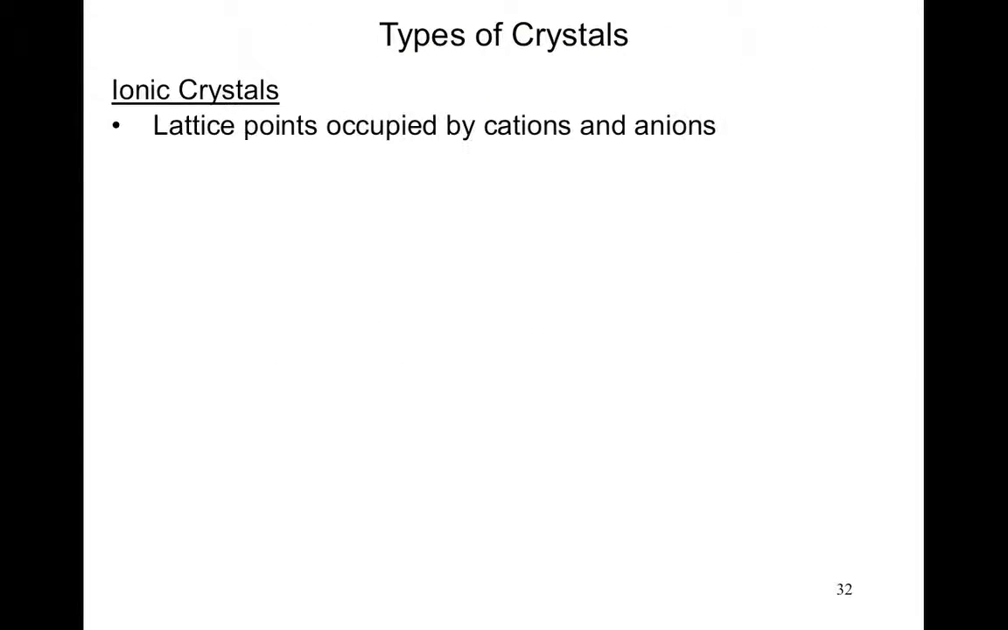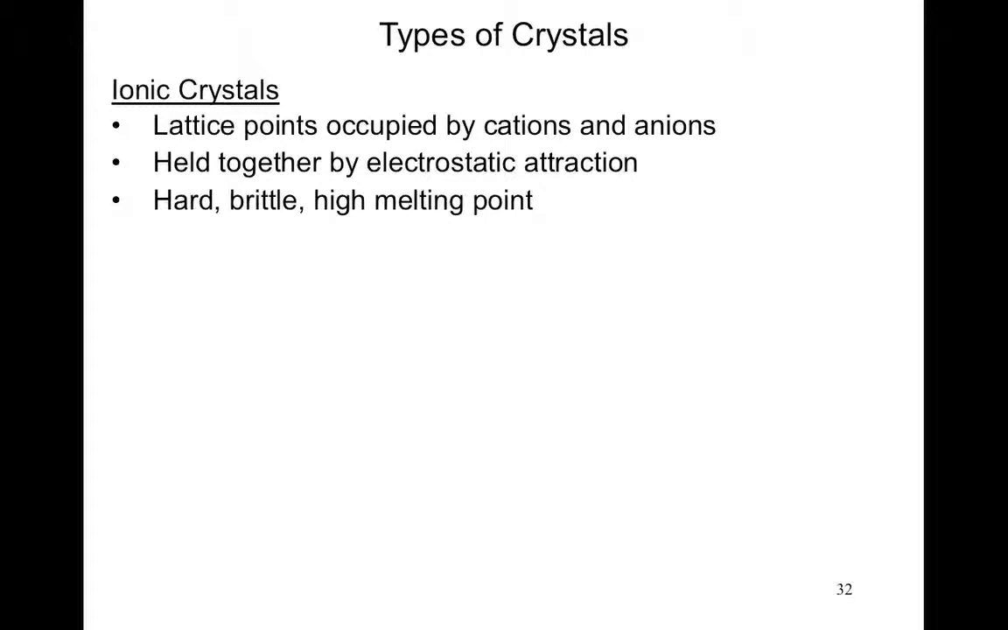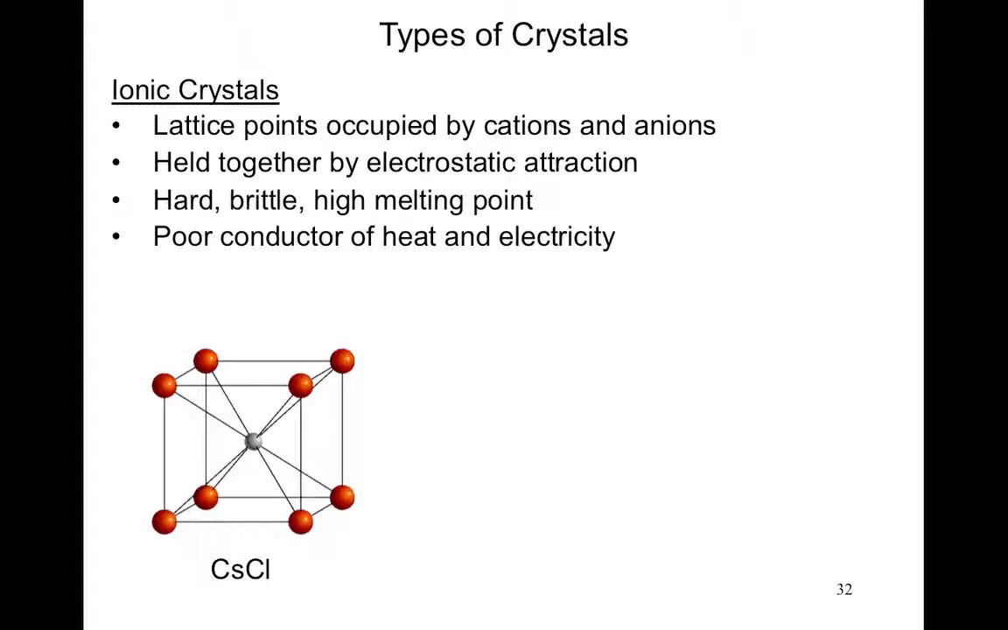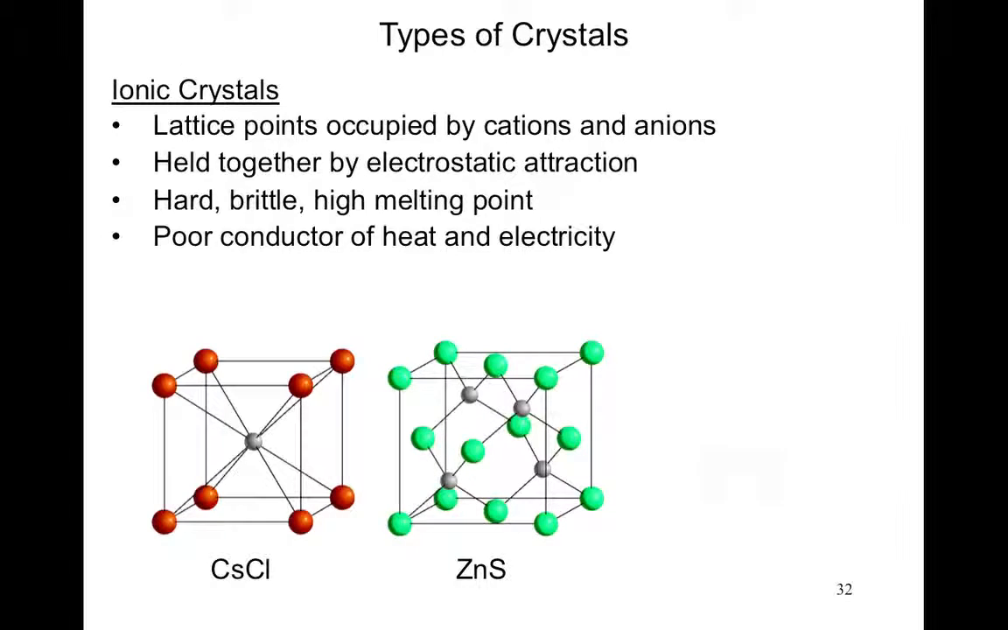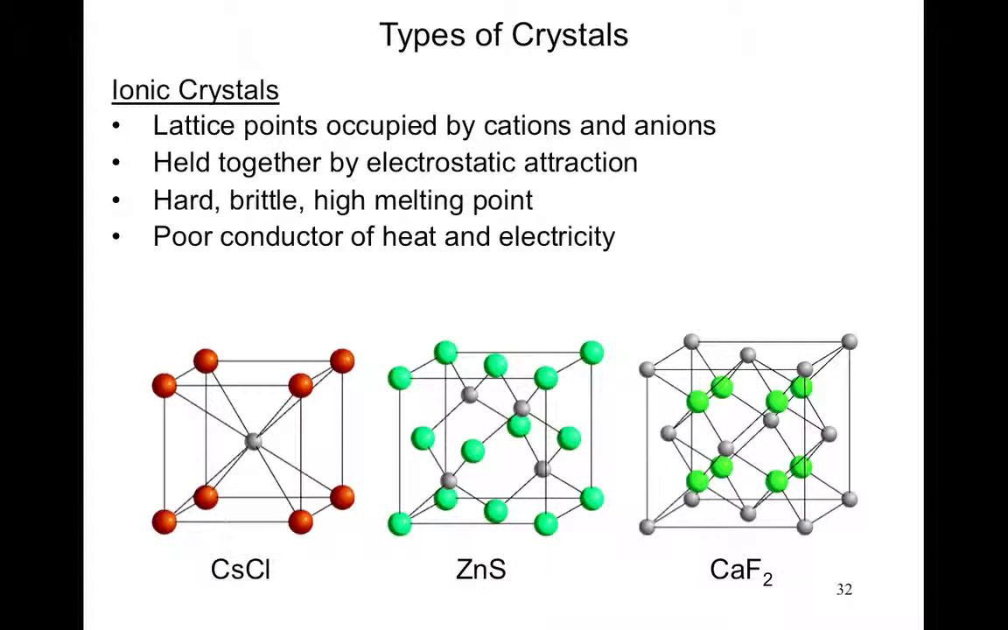So, types of crystals. There's ionic crystals. That's lattice points occupied by cations and anions. They're held together by the electrostatic attraction of the cations always being positive and the anions always being negative. They're going to be like ionic compounds: hard, brittle, pretty high melting points, pretty poor conductors of heat and electricity, at least in the solid state. So there's cesium chloride, zinc sulfide, calcium fluoride, and all of their different crystal formations.